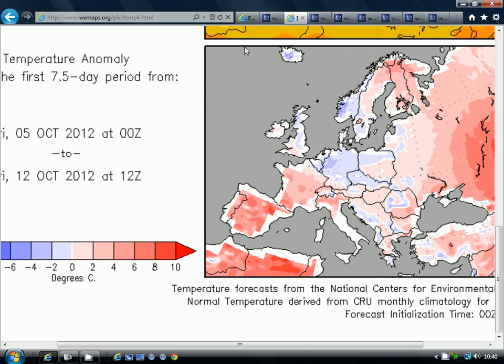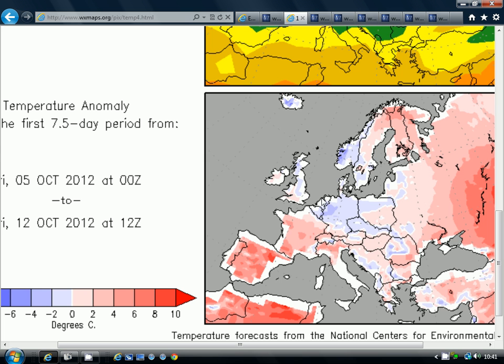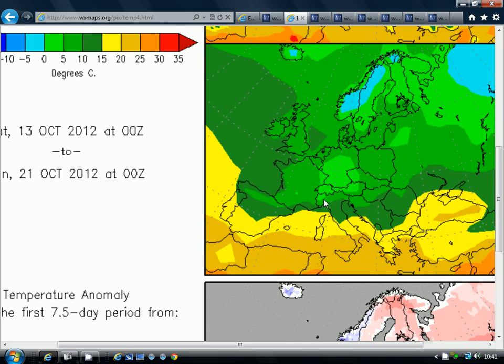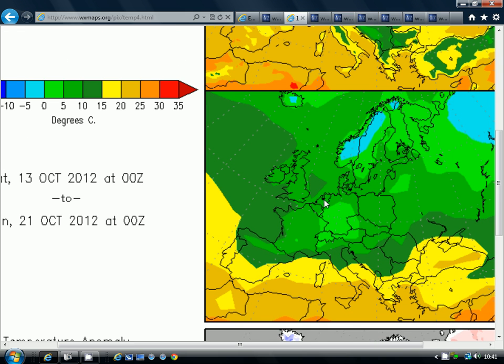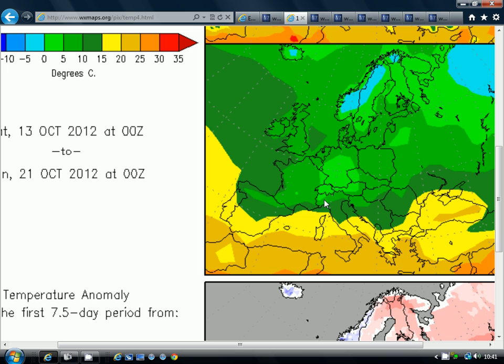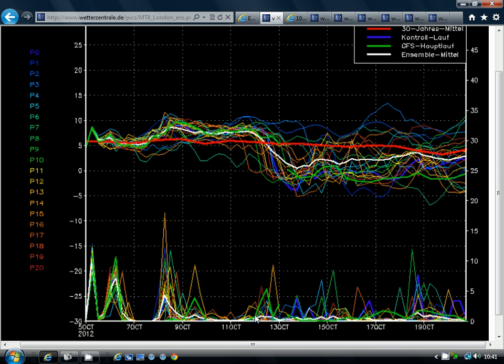For the temperature anomalies for the next week, we're very much near normal actually, slightly below average in the north, slightly above average in the south, but this is from the 5th to the 12th, and the temperature drop doesn't really come until the 12th to the 13th. So if you have a look at the temperature forecast for the period from the 13th to the 21st, this is the second weekly period in the ensemble. This is this period here from around the 12th onwards to the end of the ensemble.